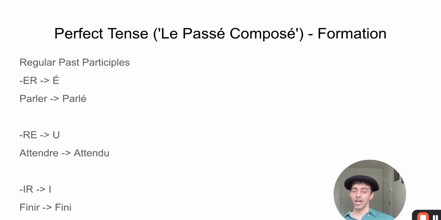RE verbs, so verbs ending in RE in the infinitive, you take off the RE and replace that instead with a U. So attendre, meaning to wait, the past participle is attendu, for example. And of course, all regular RE verbs will have the same pattern. For IR verbs, all of those verbs which have IR at the end of the infinitive, as long as they're regular ones, they'll form their past participle by taking off the IR and putting an I instead. So finir, to finish, the past participle becomes fini. Okay, so those are the formations of regular past participles.